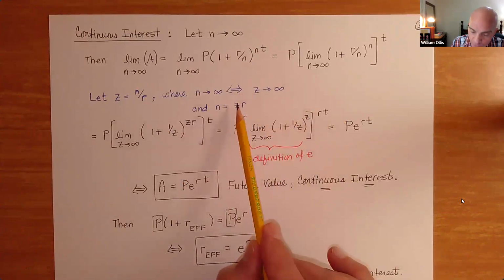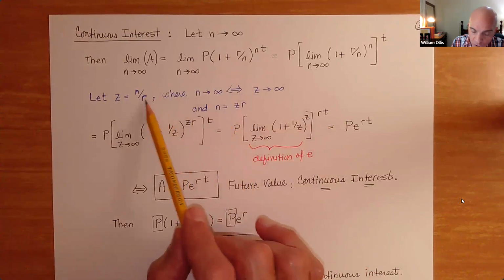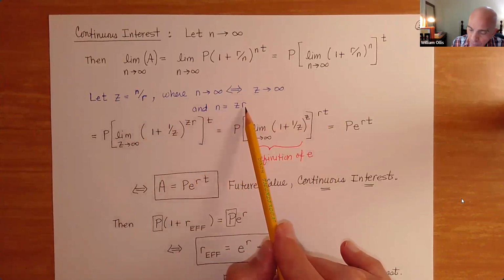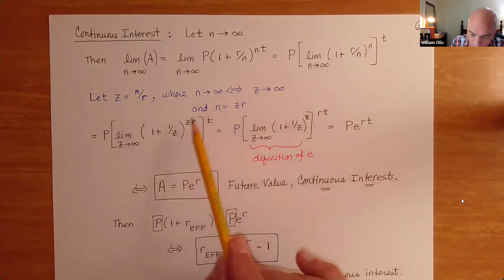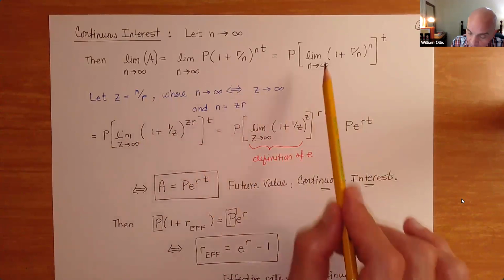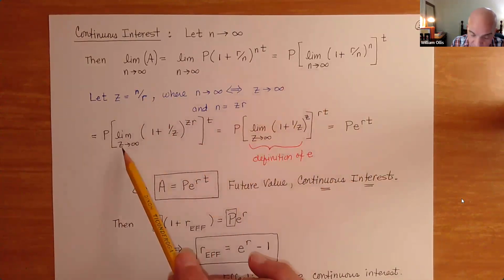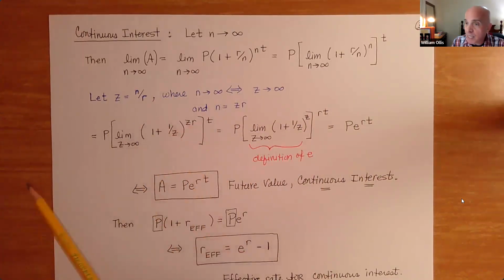And then, of course, we can actually solve for n. Just cross multiply. n is just z times r. So now as we go back here, we replace n with zr. And then, of course, we just replace n passing to infinity with z passing to infinity. So now we have a function of z.